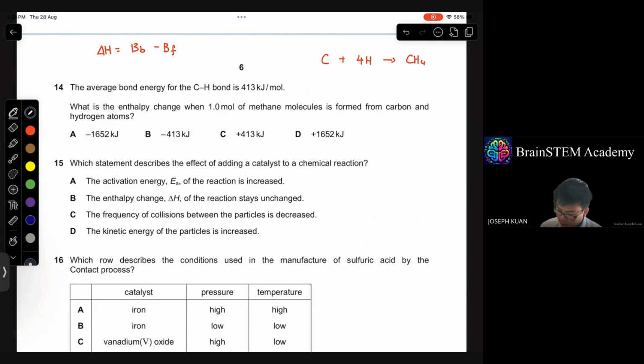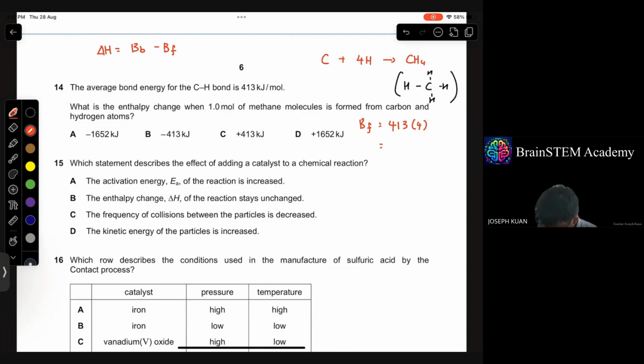Now, since these particles in the reactant side are already atoms, we don't have to do any form of bond breaking here. Whereas, let's just do bond formation. This CH4 looks like this. So each bond energy is 413. So the total bond energy involved in bond formation is a total of 1652. So using the formula, 0 minus 1652 equates to negative 1652. So the answer is A.